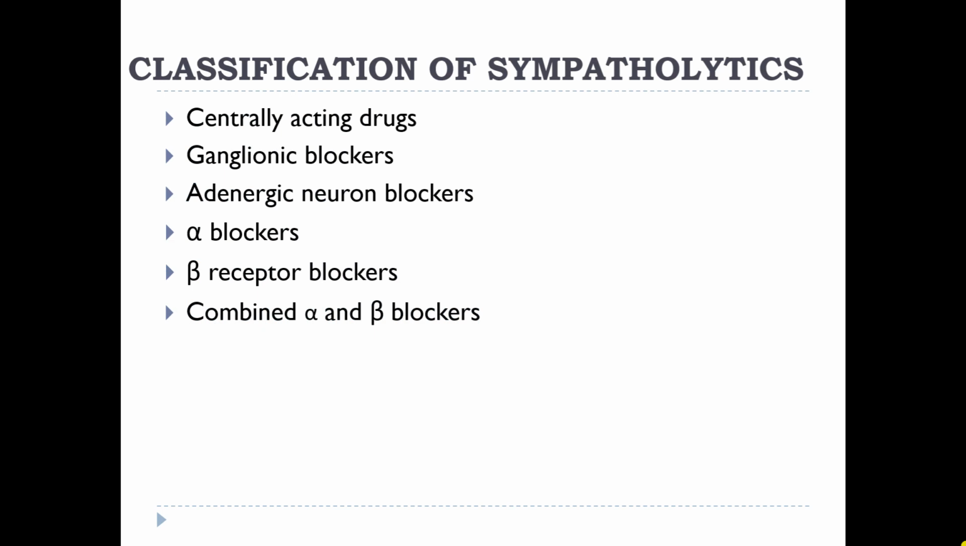Classification of sympatholytics is given here. If we start from the above, or the brain, the drugs can be centrally acting drugs, ganglionic blockers, adrenergic neuron blockers, then receptor blockers like alpha blockers and beta receptor blockers, and lastly combined alpha and beta blockers. As such, all these drugs have been discussed in the lecture series on the autonomic nervous system, so we will be just discussing their role in hypertension here.